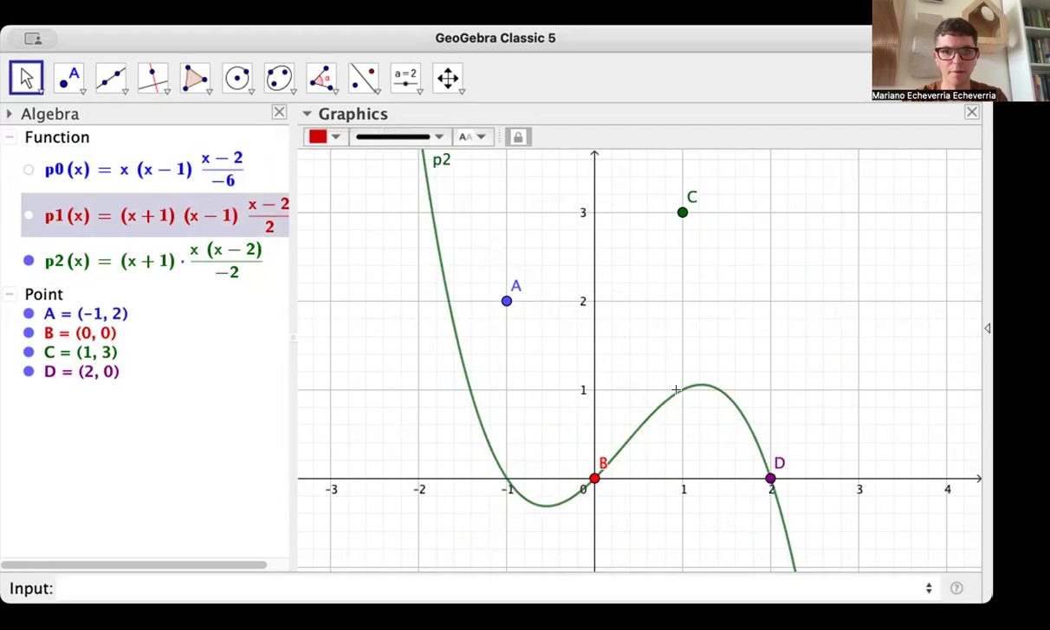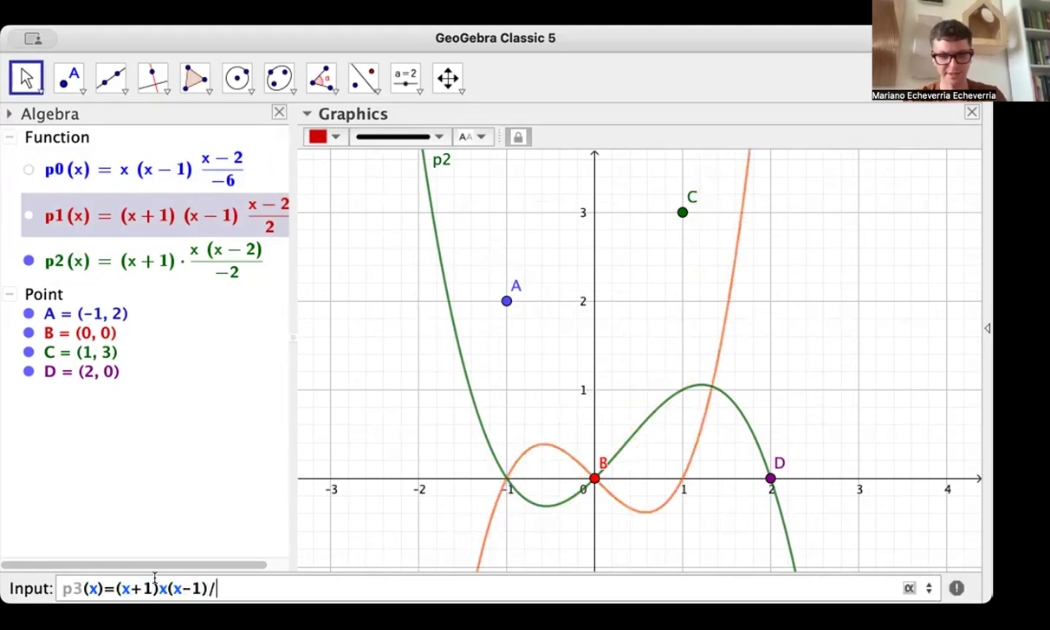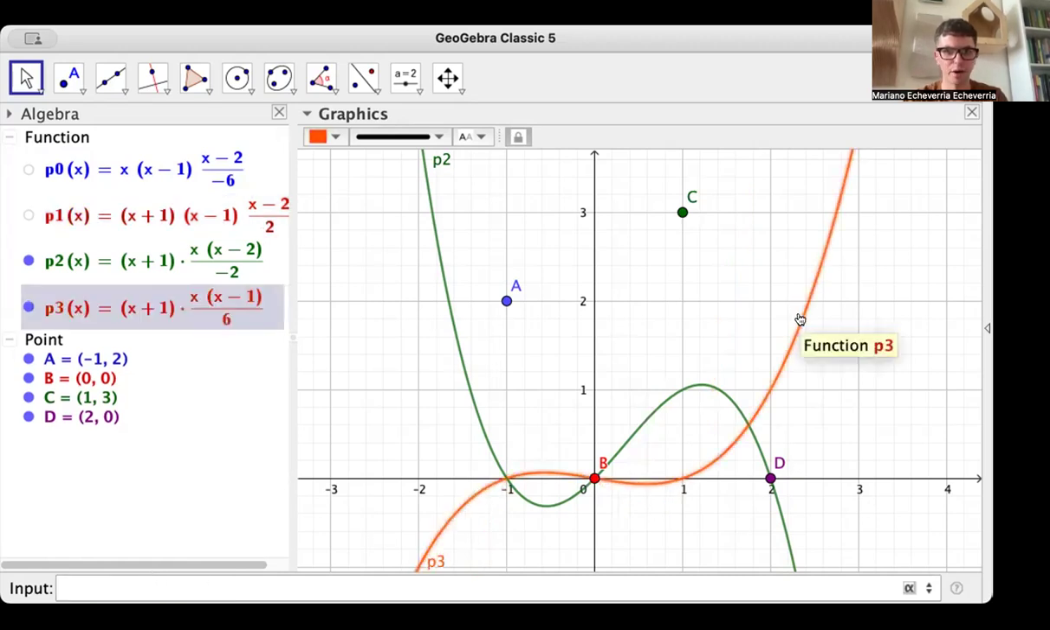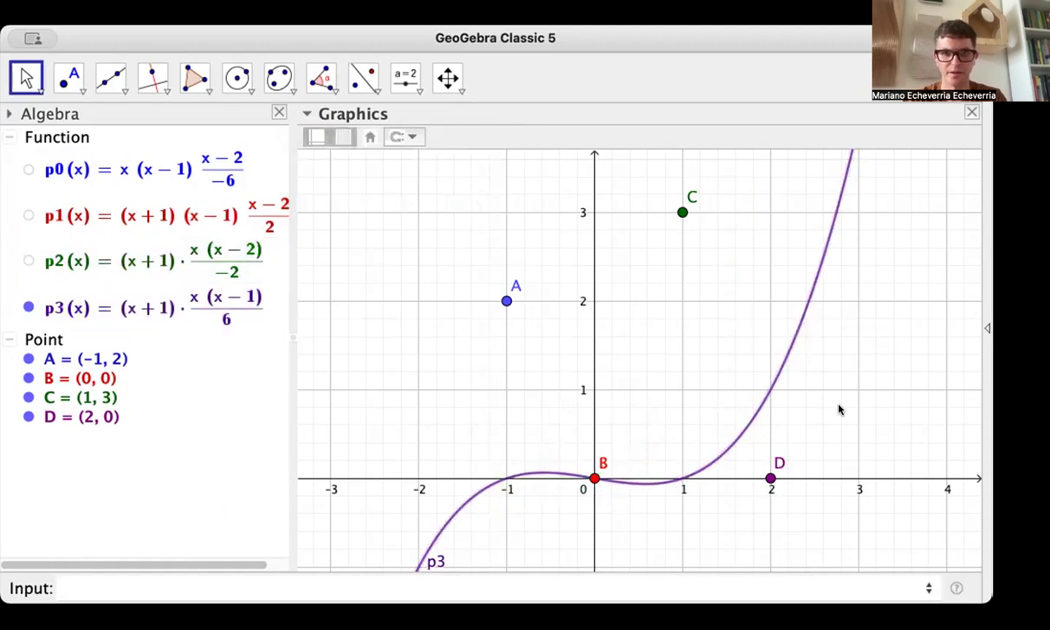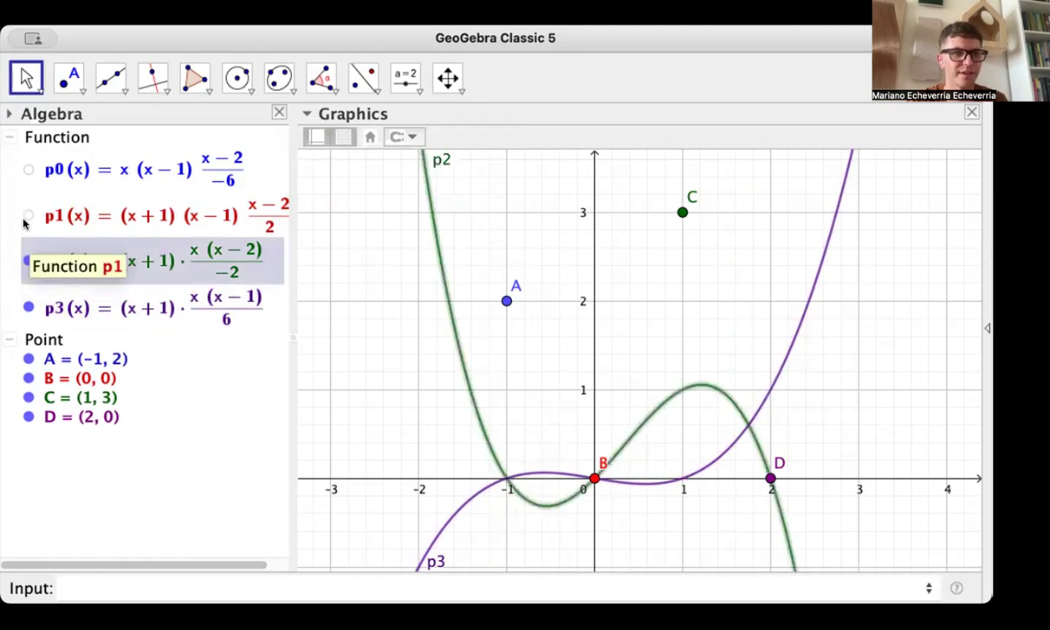Again, now it's 1 precisely at the x value of the third point and 0 everywhere else at the other x values. And the last one would be P3 of x, which would be x plus 1 times x minus 1 divided by 6. And this one was purple, right? So this one would be purple. There you go. So it's activated at the x value for the last point. That's where it's 1, and it's 0 at the other x values. So those are the 4 polynomials, which are very nice.